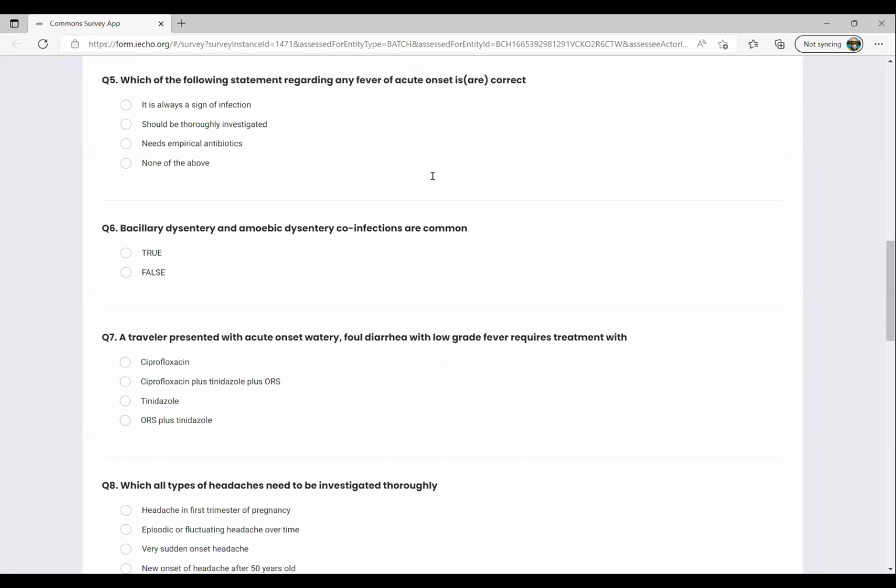Now, the next question was: bacillary dysentery and amoebic dysentery co-infections are common. Is it true or false? Both infections happening at the same time is quite rare. Most of the time it is watery diarrhea, which is viral in origin. So 90% of the time you will have watery diarrhea, which is viral. Only 10% would have either bacillary or amoebic dysentery, and the diagnosis is clinical. If it is bacillary dysentery, then you will have blood in the stool, and in amoebic dysentery there would be mucus in the stool. But both happening together is very rare.